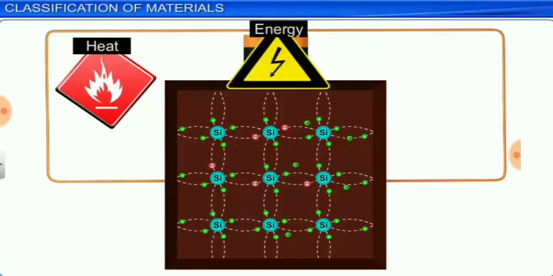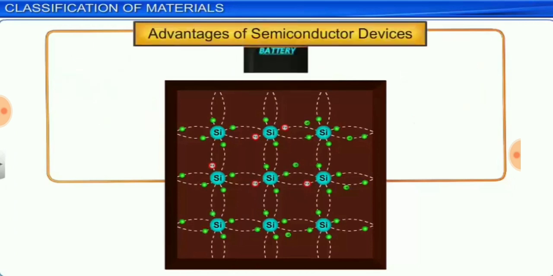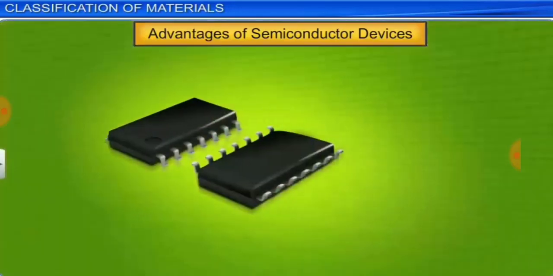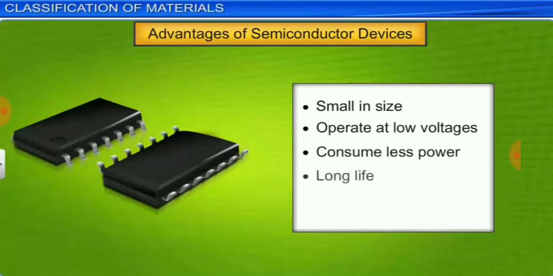Use of semiconductor devices has many advantages, such as they are smaller in size, they are operated at low voltages, they consume less power, they have long life as the solid-state material is durable, and high reliability as they are less prone to microphonics.